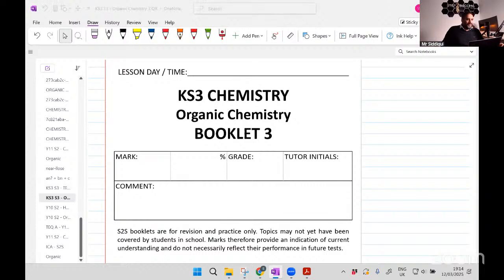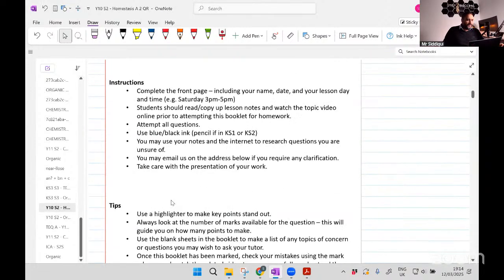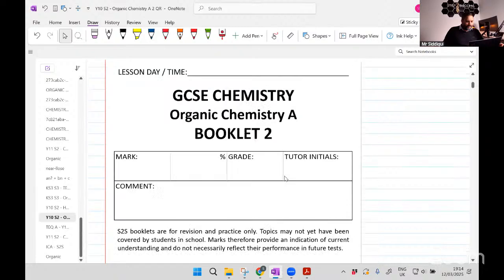5 to 8, year 10 booklet chemistry. Right, since that's the first question, I want to go straight to it. No, that's not it. Organic chemistry. That'll be it.